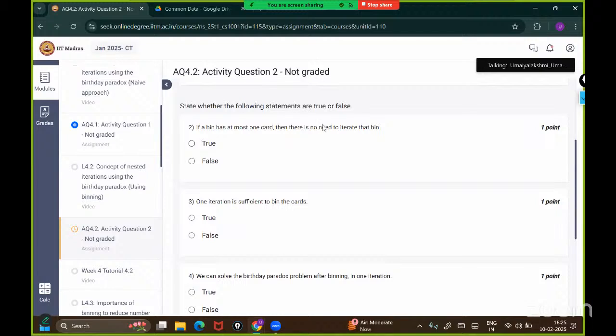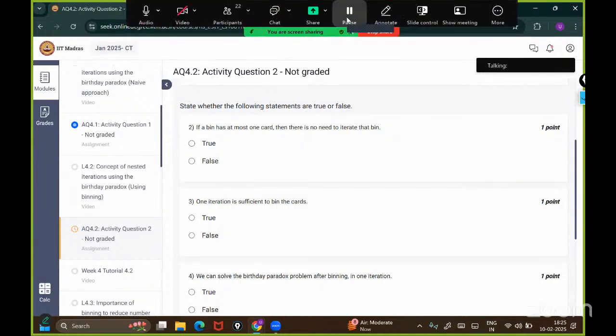Now state whether the following statement is true or false. If a bin has at most one card, then there is no need to iterate that bin. Is it true or false? True. Why is it true? Because there is at most one card, so we tend not to compare it with other cards. Yes, okay.